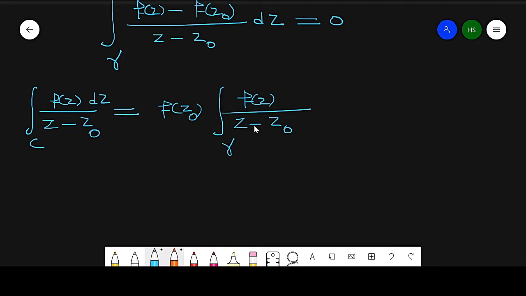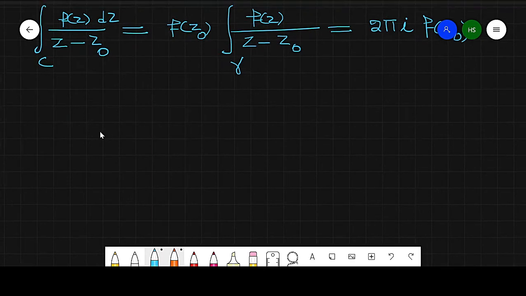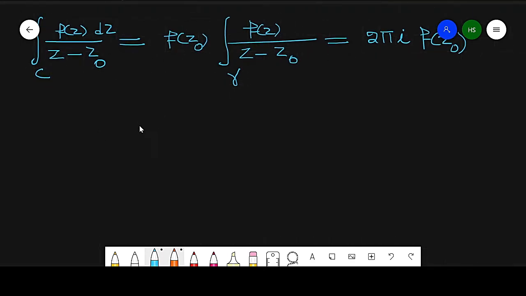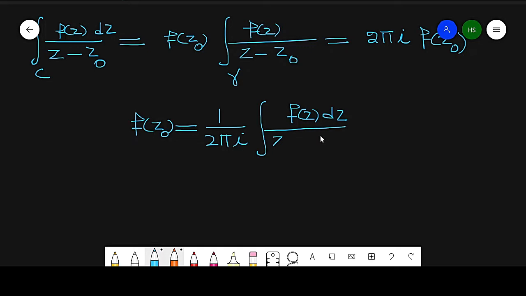Now what is its value? Its value is 2 pi iota. So we solve that, and this is equal to 2 pi iota f of z0. So from this we get our result. What is that result? That result is f of z0, which is equal to 1 by 2 pi iota integration of f of z into dz over z minus z0.